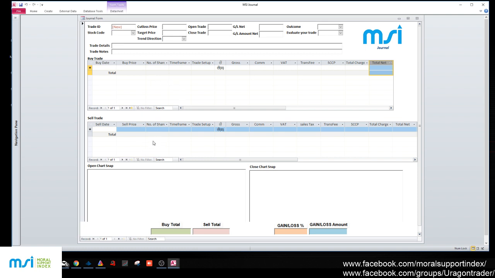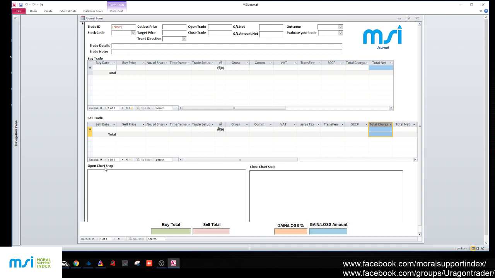Pag magbebenta naman kayo, dito naman kayo mag-i-input. So the same data, you have the sell date, sell price, number of shares, time frame, trade setup. You have the attachment also, gross, and then the charges from call financial broker.